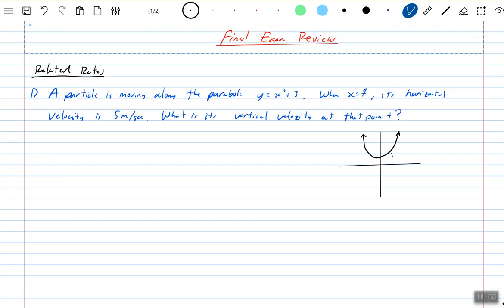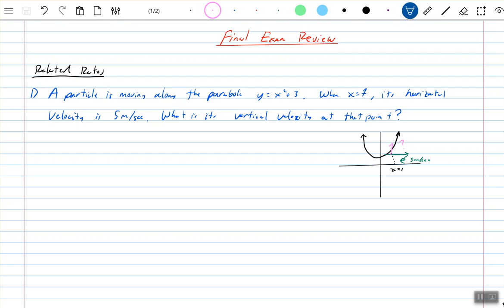And we know at the point x is equal to 1, the function is moving in this direction at 5 meters per second. Its horizontal rate of change is 5 meters per second. What we wish to find is what is its vertical velocity at that point. So we know how fast it's moving left or right, or the change in x. We now wish to find what's its rate of change going up and down, or what is its change in y.